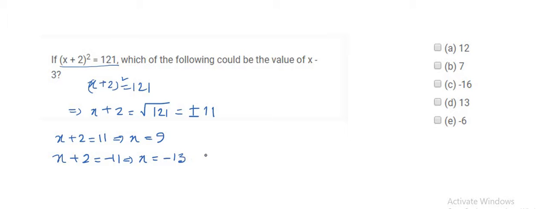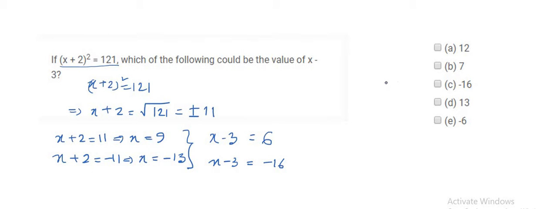So now we have two values of x, which means that we also have two values of x − 3. For x = 9, x − 3 = 6. For x = −13, x − 3 = −16.